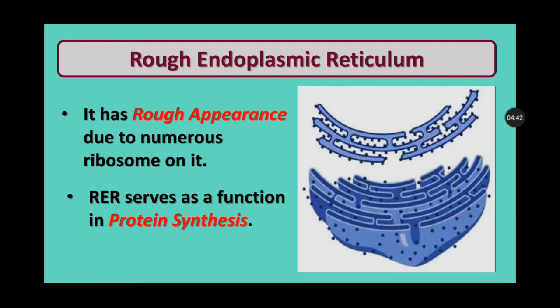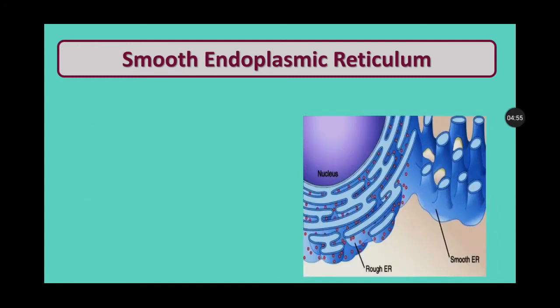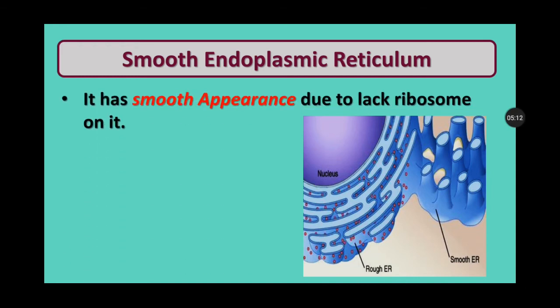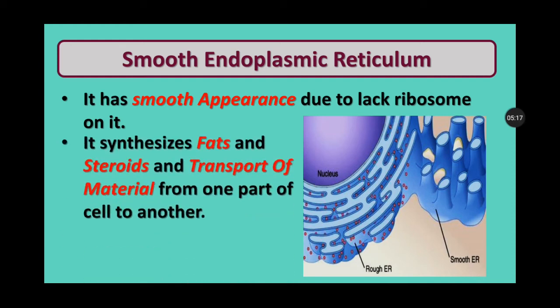Now its function is that it is involved in protein synthesis. RER means rough endoplasmic reticulum, and it is involved in protein synthesis. Now the next is the smooth endoplasmic reticulum. After the rough endoplasmic reticulum, you can see the structure which is the smooth endoplasmic reticulum. As shown by the appearance, there are no granular structures or ribosomes attached to it. That's why it is known as smooth endoplasmic reticulum. It has a smooth appearance due to the lack of ribosomes on it. No ribosomes are attached to it.